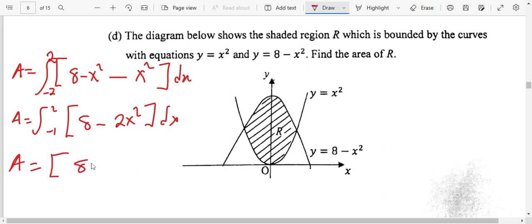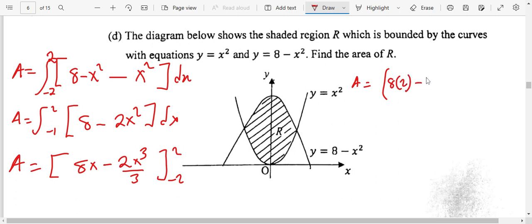That is going to be 8x minus 2x to the power 3 divided by 3. Now we can put the upper limit 2, lower limit negative 2. So the area now becomes, we get the upper limit, which is the 2. So that will be 8 multiplied by 2 minus 2, open brackets, 2 to the power 3 over 3. And then you always subtract, like always. And then you substitute the lower limit, that will be 8 times negative 2 minus 2, that will be negative 2 to the power 3 divided by 3.